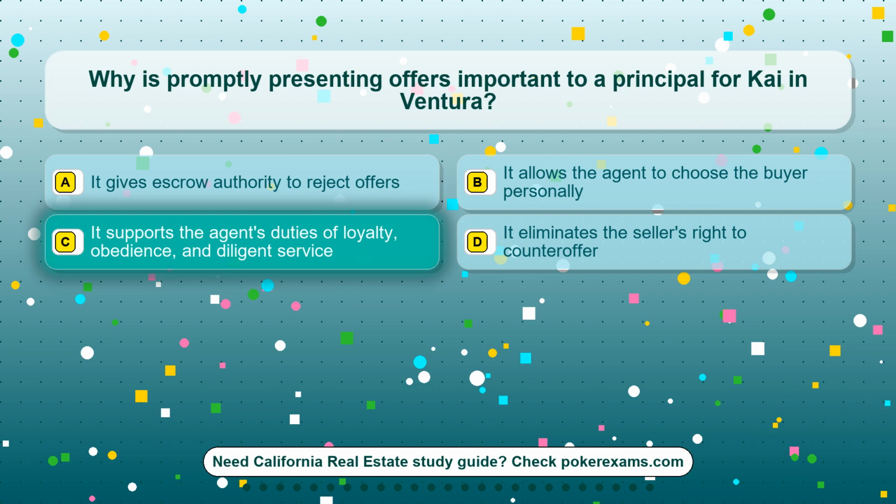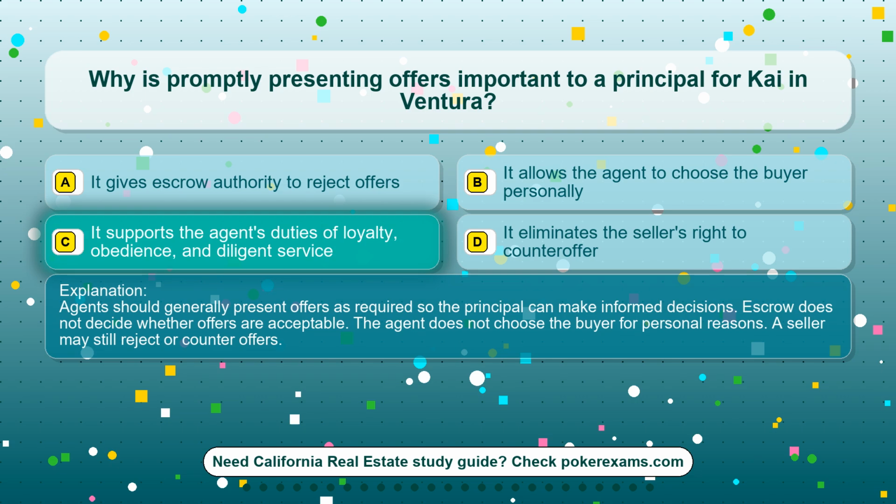The correct answer is option C. It supports the agent's duties of loyalty, obedience, and diligent service. Agents should generally present offers as required so the principal can make informed decisions. Escrow does not decide whether offers are acceptable. The agent does not choose the buyer for personal reasons. A seller may still reject or counter offers.